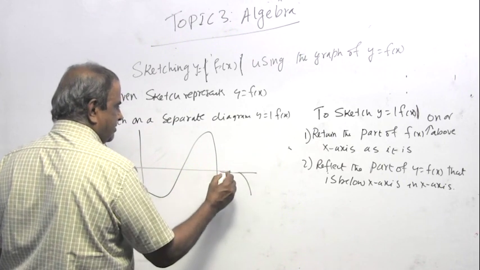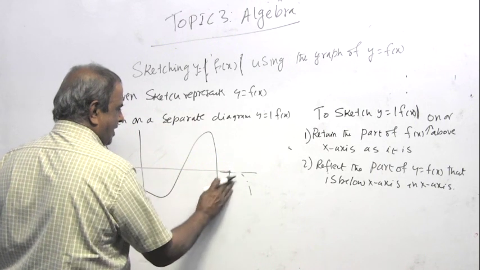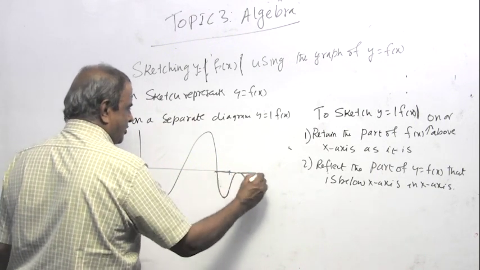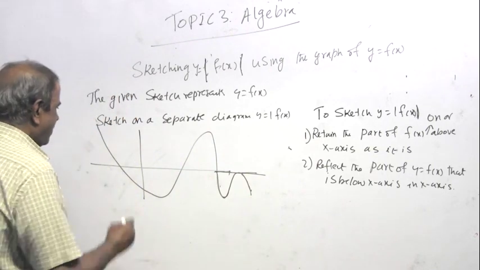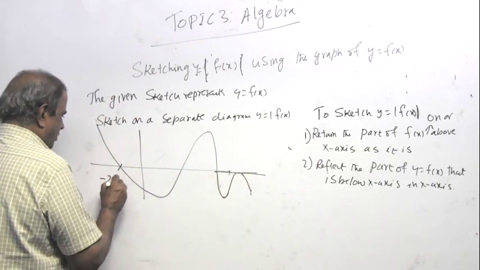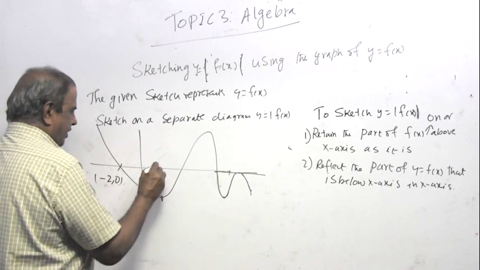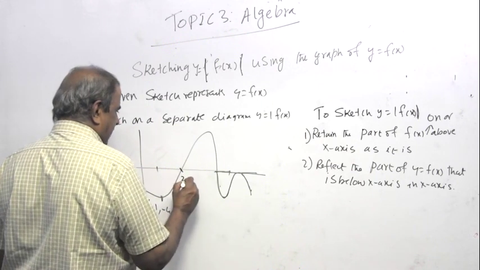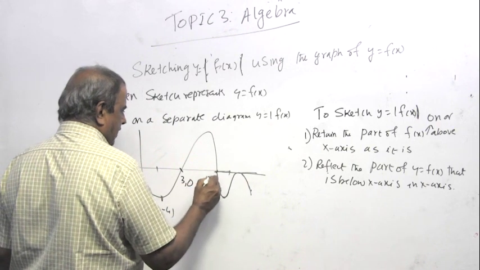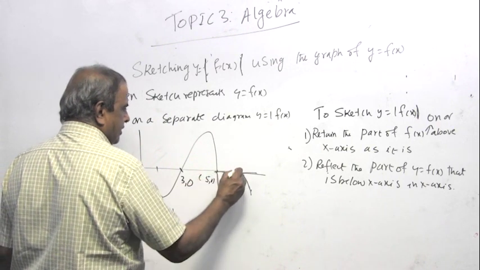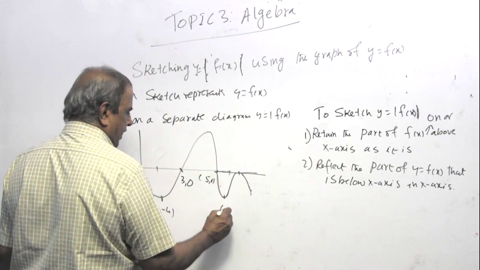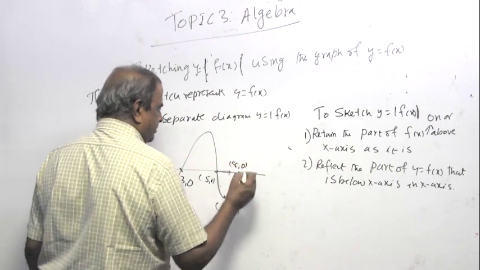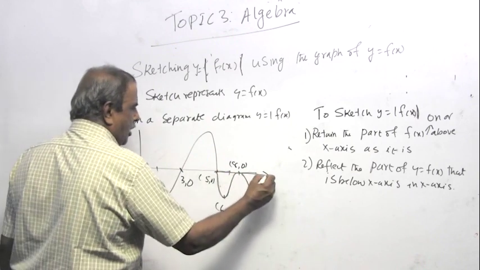Very interesting. I'm going to make it more complicated. Okay. So let's say this is minus 2, 0. This is 1, minus 4. This is 3, 0. That is 5, 0. That is 6, minus 2. That is 8, 0. I am making up my own question.